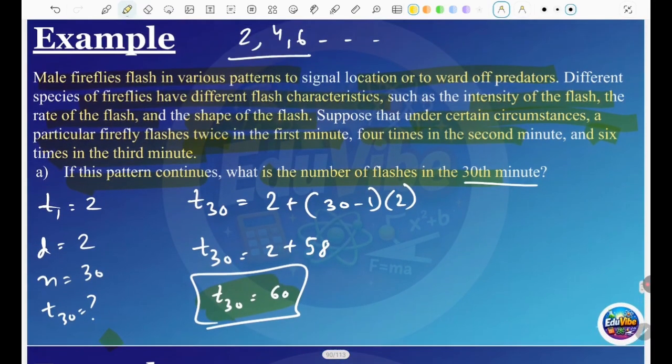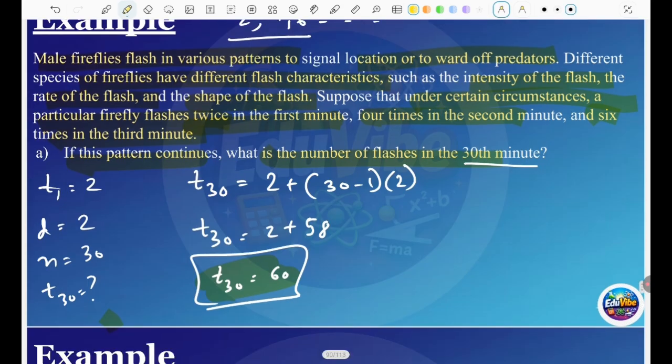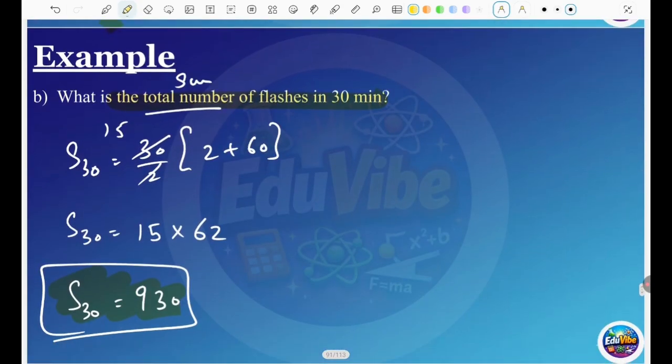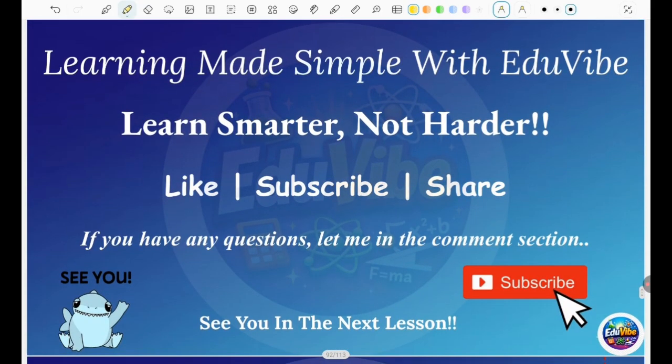In both of these questions you get the arithmetic series and the sequences both. So that's how you can deal with the arithmetic series and the sequences. Now we are moving to the geometric series and sequences, but in the next lesson.